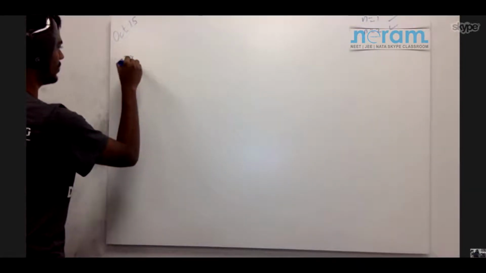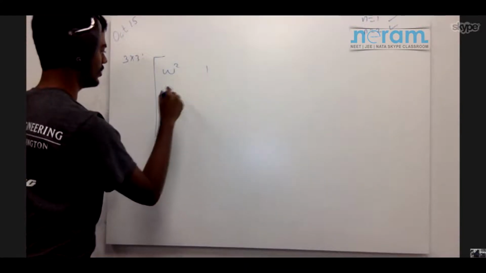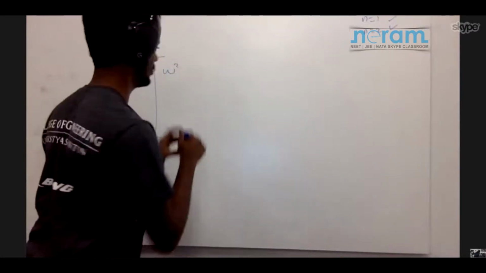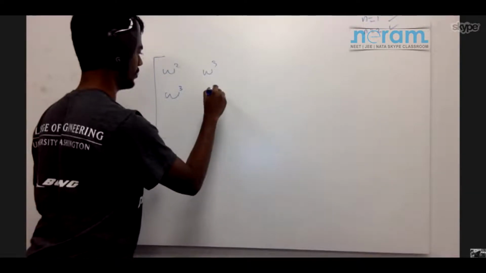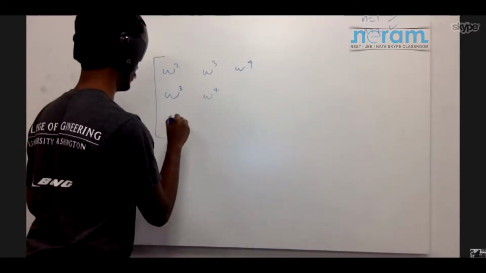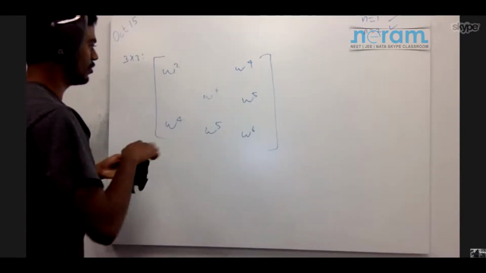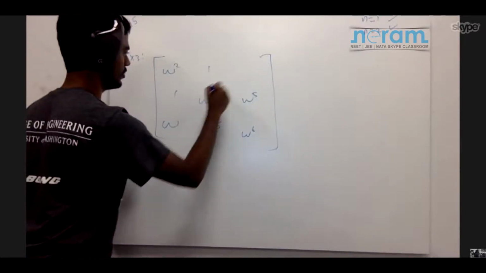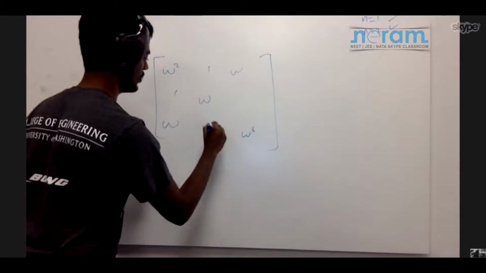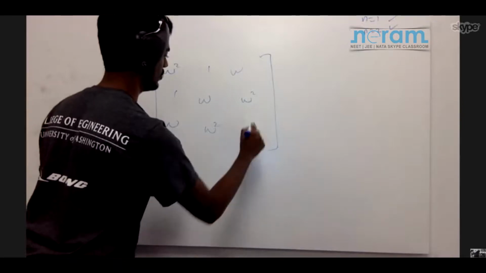Next 3 cross 3 க்கு என்ன பண்ணலாம்? So you have omega square 1, let's write it this way, omega cube, omega power 4, power 4, power 5, power 5, power 6. So what is omega cube? Omega cube is 1, omega power 4 is omega, இது ரெண்டு omega square, this is omega cube, which is actually 1.